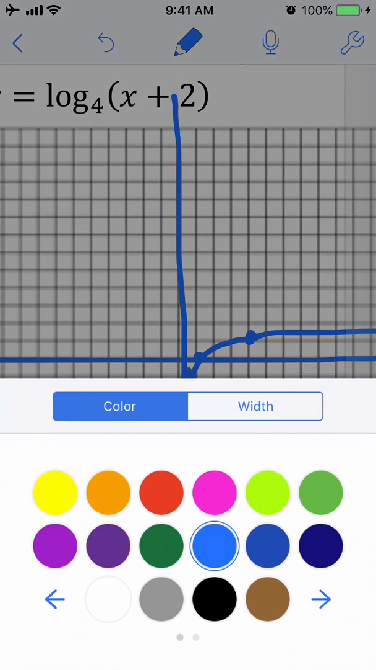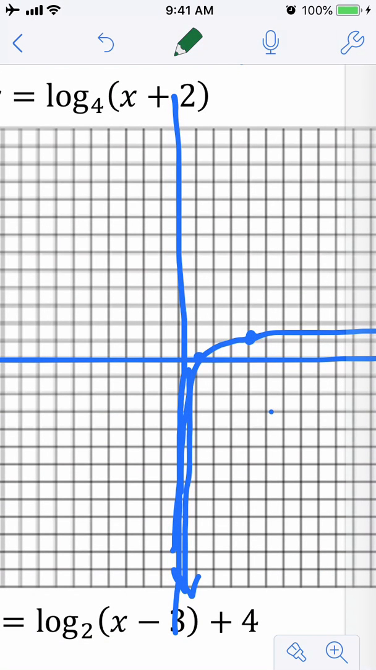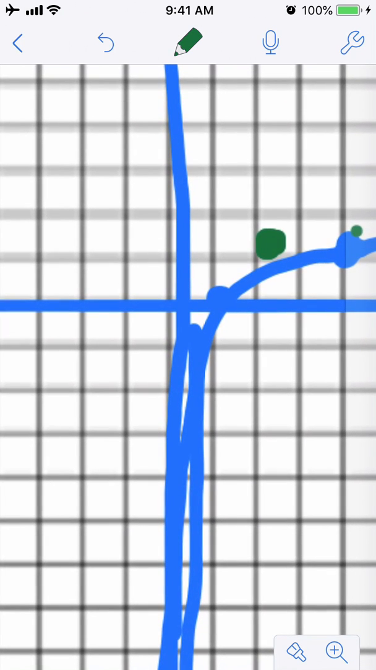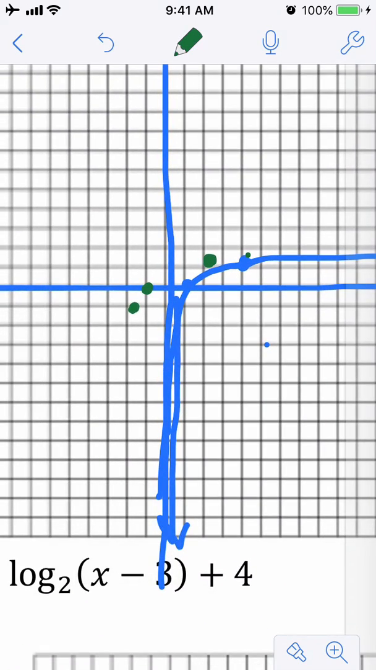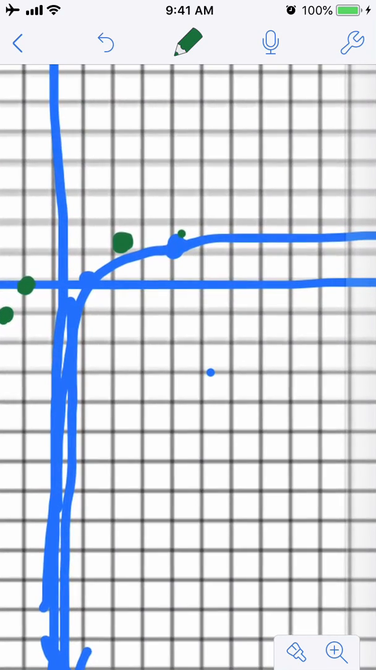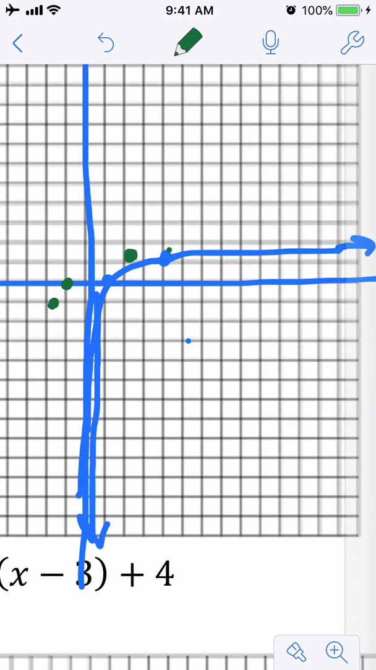So I'm going to choose a different color, maybe green. And these points that we made, I'm going to go back 2 from them. So rather than being on 4, 1, I'm going to be on 2, 1. Rather than being on 1, 0, I'm going to be on negative 1, 0. Rather than being 1/4, I'm going to be over here. So I'm going back 2, and then we connect the dots. 16 going back 2 would be 12, so that's still off the page.